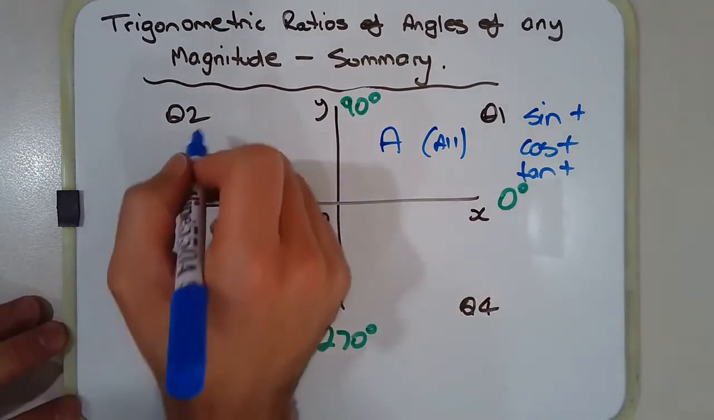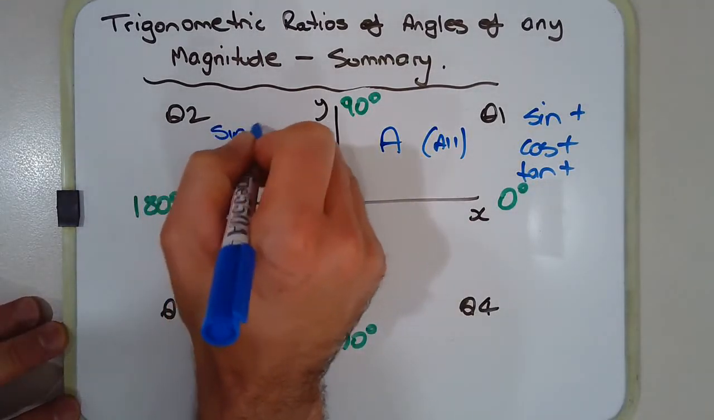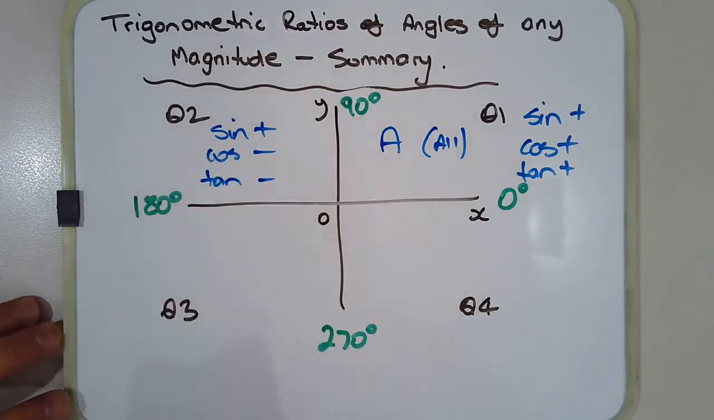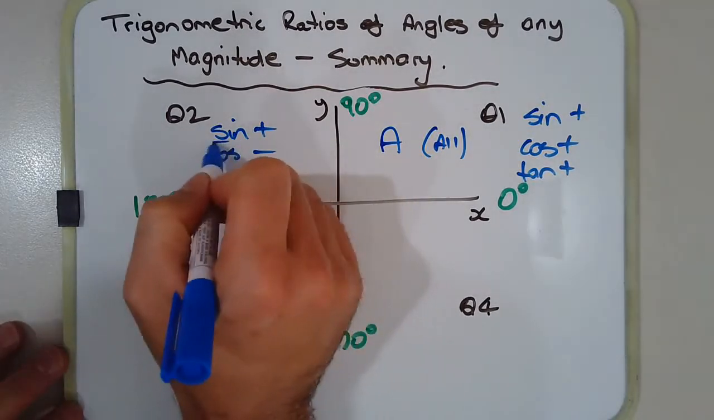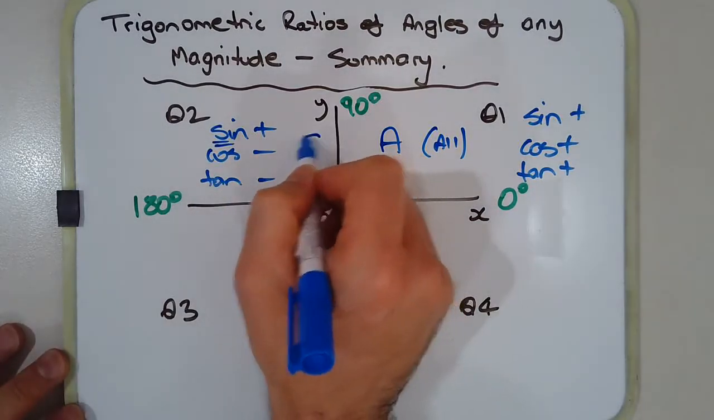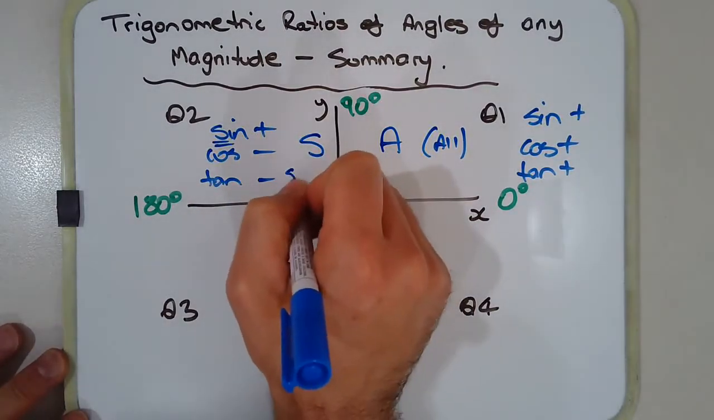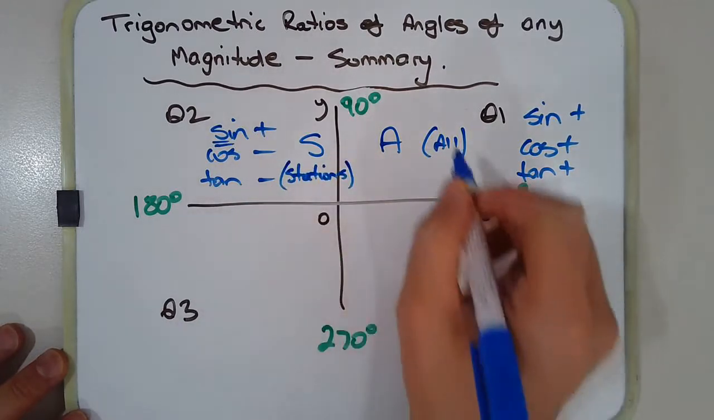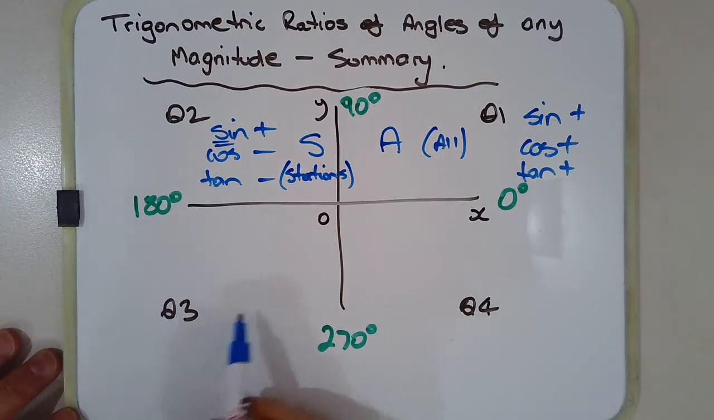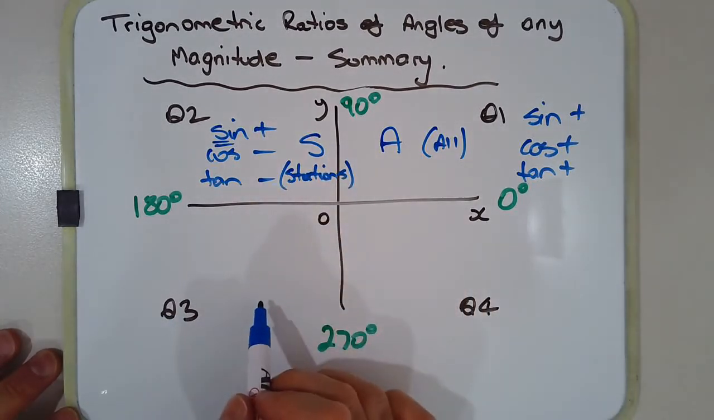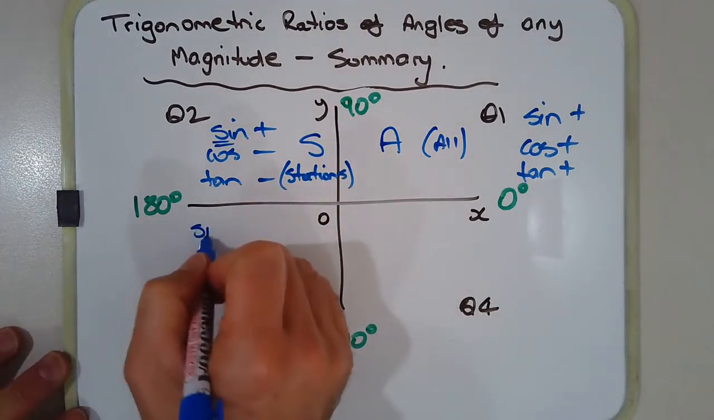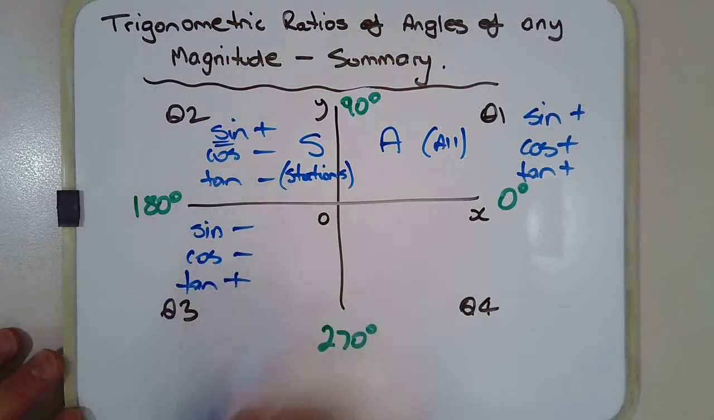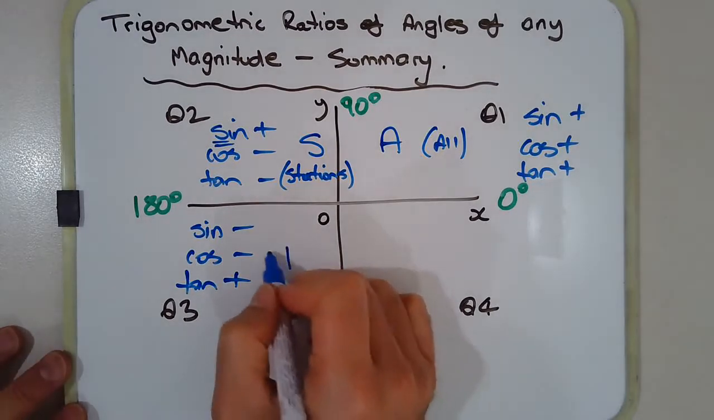Quadrant 2, we've learnt that sine is positive, but cos is negative, and tan is negative, so S. We use the word stations to help us remember. So all stations. Now, once we get to quadrant 3, sine is negative, cos is negative, but tan is positive. So a big capital T there.